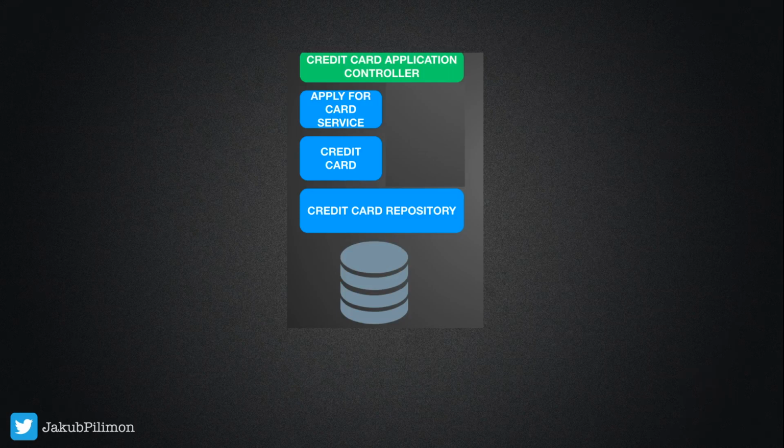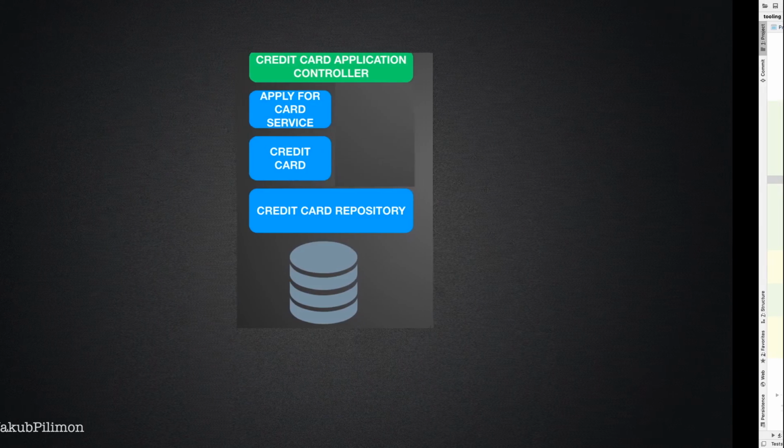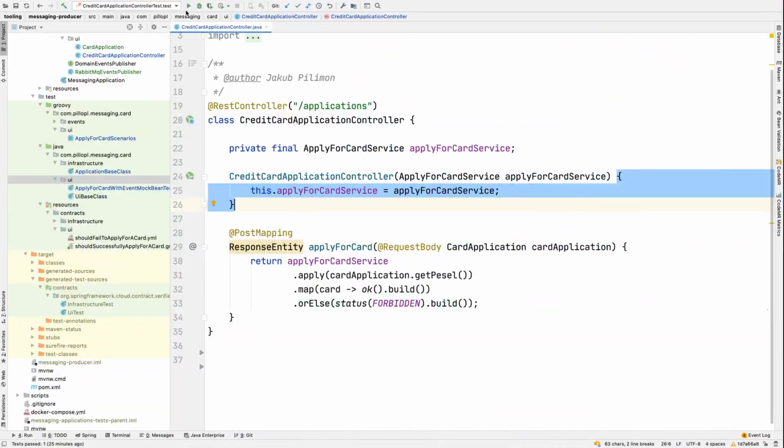But this is just an architecture, just a diagram. Let's take a look at the actual code. The code looks as follows. We have the credit card application controller, which you have just seen on the picture. And also we have seen that it delegates its work to apply for card service, which is a sort of an application service. The controller handles one HTTP method.